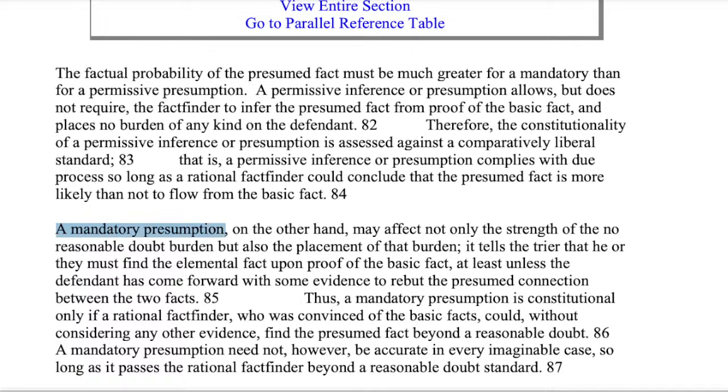A mandatory presumption, on the other hand, may affect not only the strength of the no reasonable doubt burden, but also the placement of that burden. It tells the trier that he or they must find the elemental fact upon proof of the basic fact, at least unless the defendant has come forward with some evidence to rebut the presumed connection between the two facts. Thus, a mandatory presumption is constitutional only if a rational fact finder who was convinced of the basic facts could, without considering any other evidence, find the presumed fact beyond a reasonable doubt.